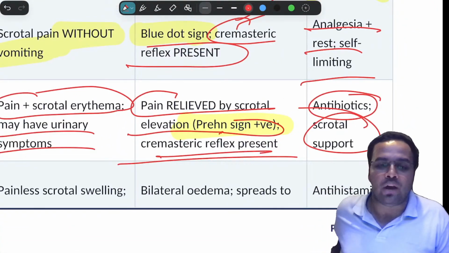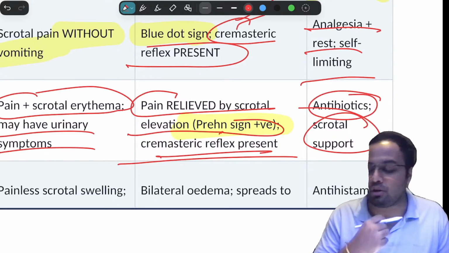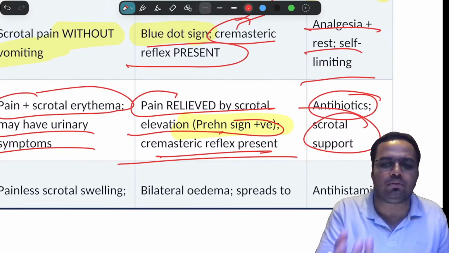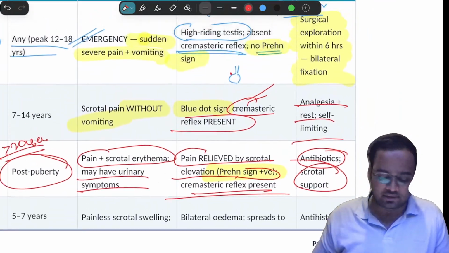That is more than enough. So antibiotics and scrotal support is important. Why is scrotal support important? The dangling cord is going to cause pain to the testes. So always support it with the scrotal support.